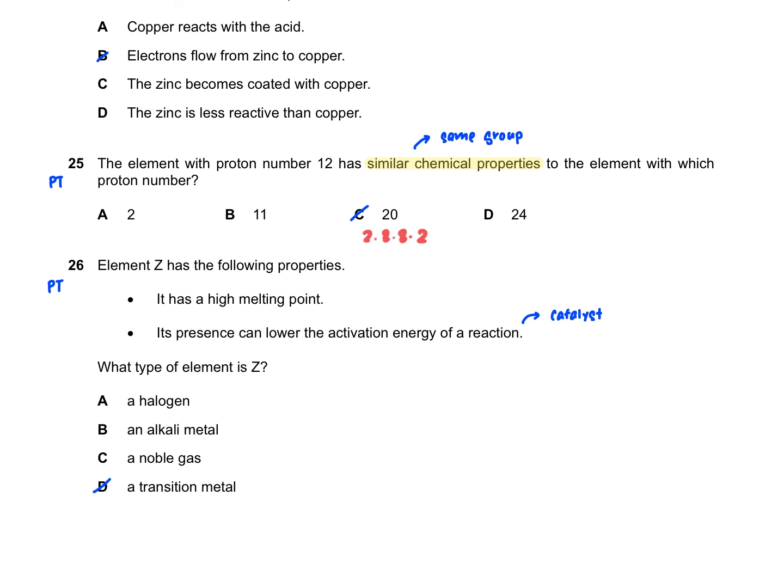Element Z has a high melting point, so that tells us that it's likely to be a metal. It could be a giant covalent compound, but then it goes on to tell you that it can lower activation energy of a reaction. That is the classic definition of a catalyst. And then from the periodic table, we learn that transition elements and their compounds are good catalysts. So over here, immediately you should know that Z is a transition metal.